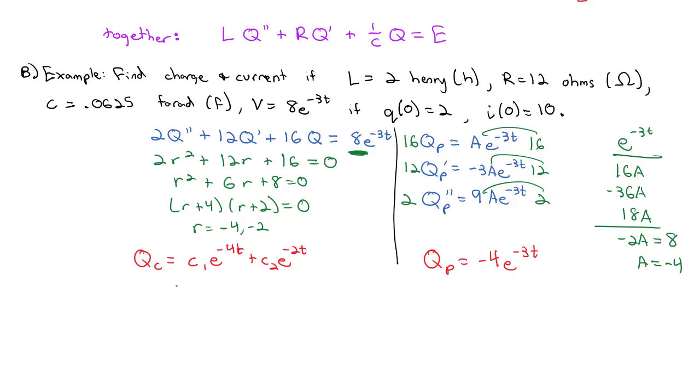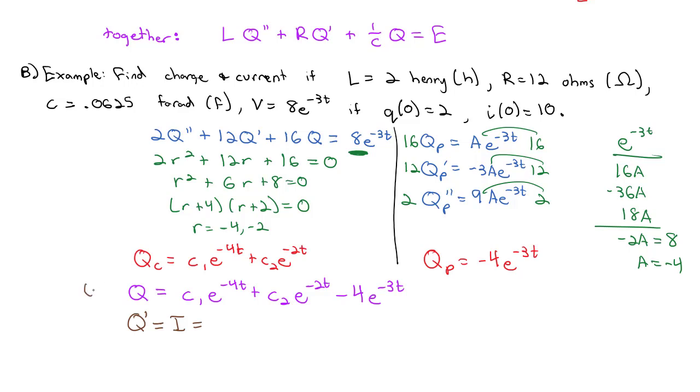And we know the solution for Q is the complementary plus the particular: C1 e to the negative 4t plus C2 e to the negative 2t minus 4 e to the negative 3t. But we still need to go back and find our C1 and C2 terms. We can do that by finding the derivative of Q and then plugging in our initial conditions. Remember, the derivative of Q is equal to I, the current. Q is the charge, I is the current.